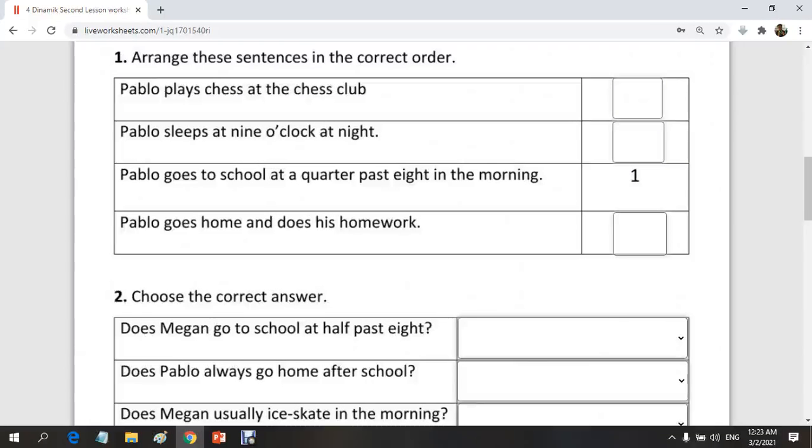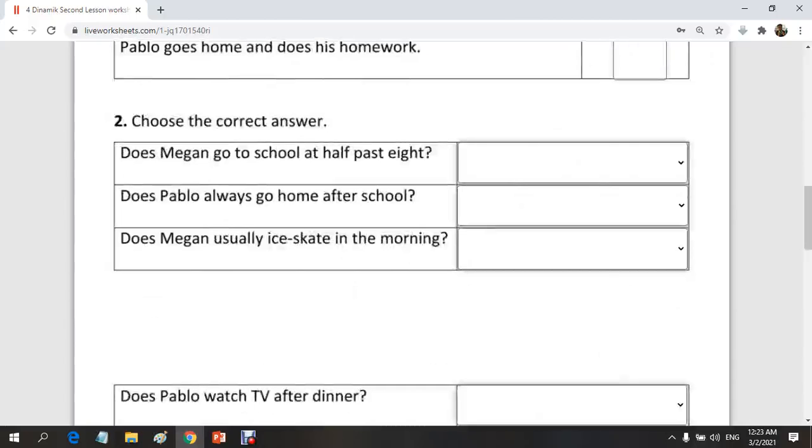Next one. Which one is number 2? Pablo goes home and does his homework. Number 2? Maybe, maybe not. Pablo sleeps at 9 o'clock at night. This one, number 2? No. Pablo plays chess at the chess club. This one, number 2? I don't know. You try to answer yourself, okay?